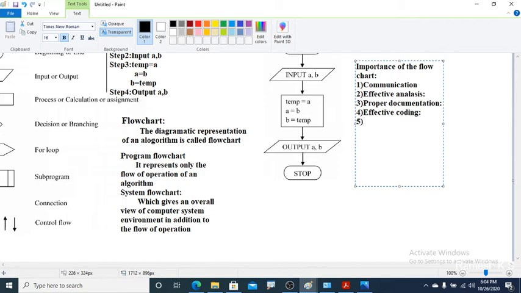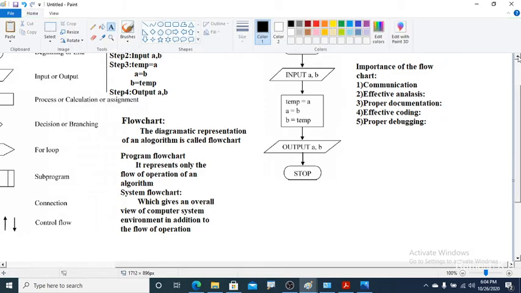Fifth point, proper debugging. Proper debugging: bug means an error, debugging means finding an error. So with proper debugging, where the error occurs and how we can rectify it, we can easily handle with the help of a flowchart. Okay, now this is about the importance of the flowchart. So let us move on.